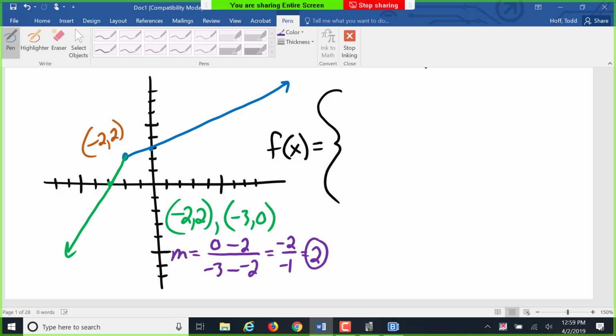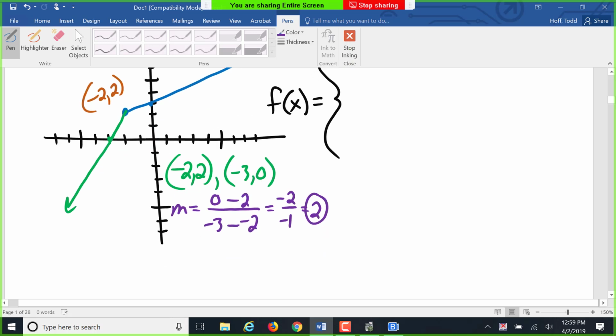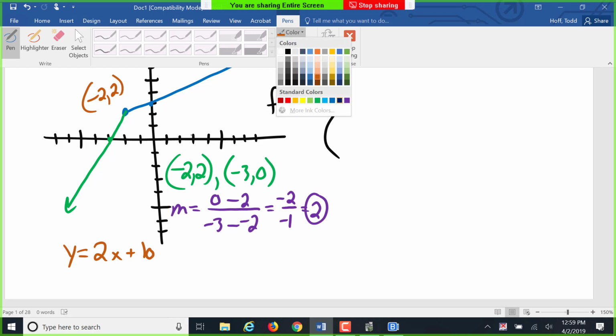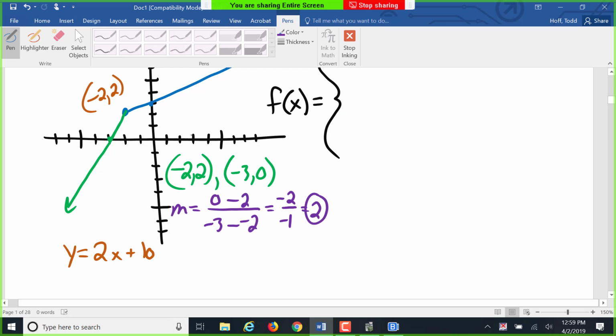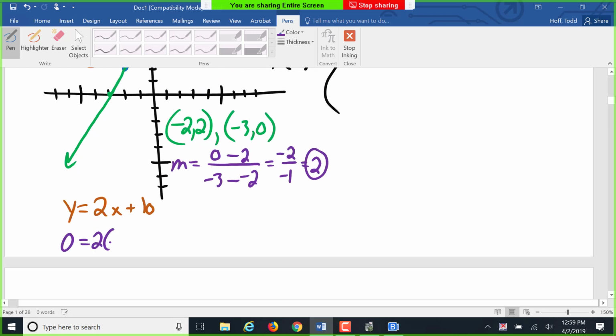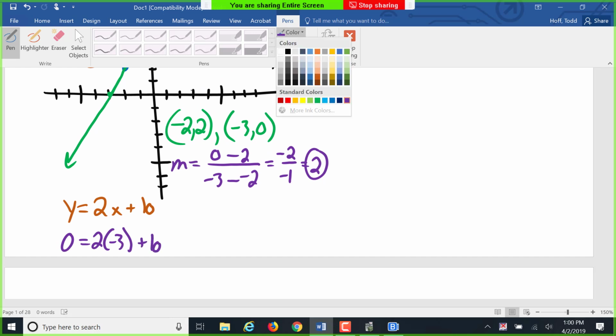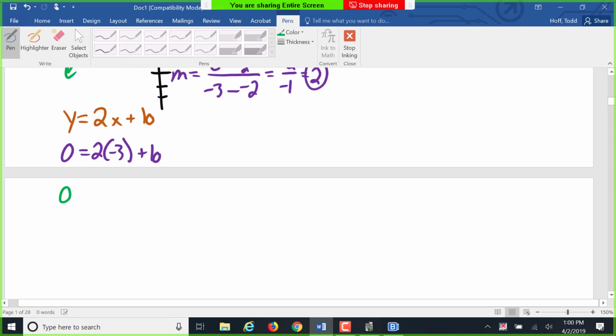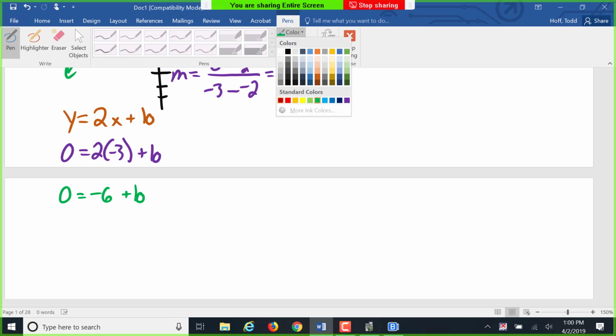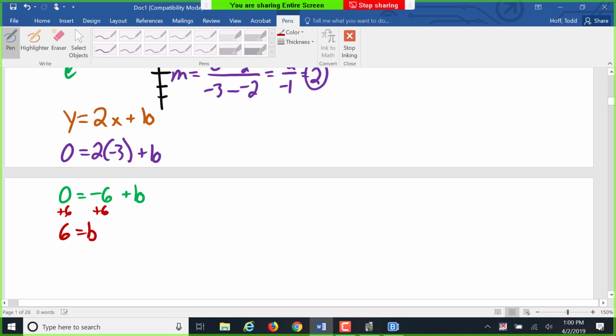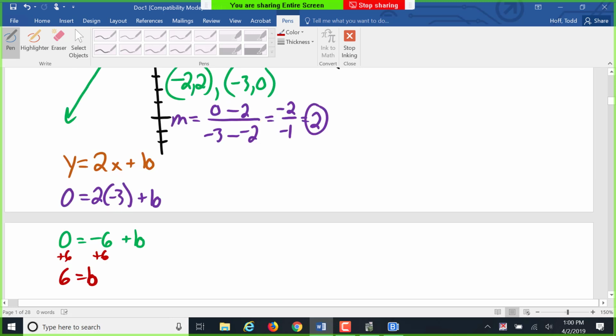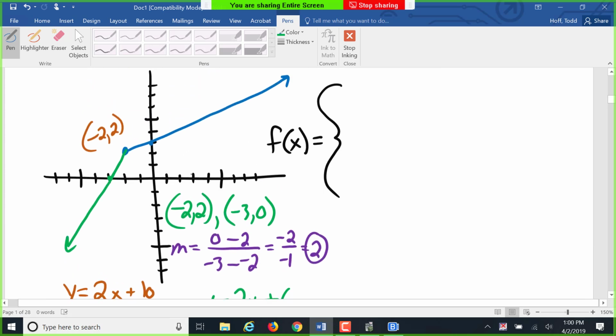Now, we still need a y-intercept for that. So I'm going to write that equation, y equals 2x plus b. Then I'm going to use those points to find my y-intercept. It doesn't matter which one I use. I'm going to use the negative 3, 0. So y is 0 when x is negative 3. So 2 times negative 3 would be negative 6, and to find b, we add 6. So 6 equals b. The y-intercept equals 6. So that means that green line has an equation: y equals 2 is my slope, so 2x, positive 6 is my y-intercept, so plus 6. So 2x plus 6.